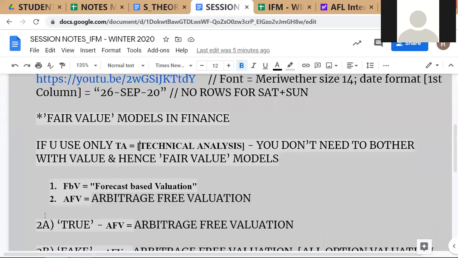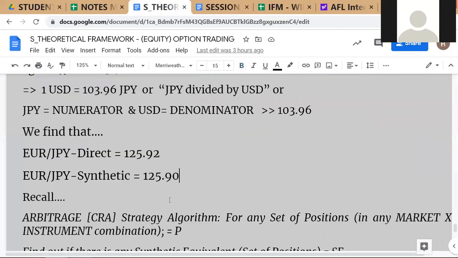Okay, very important to understand these transactions, which are examples of true AFB, where you can actually trade in the synthetics and in the direct market simultaneously. If there is a price difference, you can buy one, sell the other, and lock in everything. No market risk remains. Okay, so this is the idea.